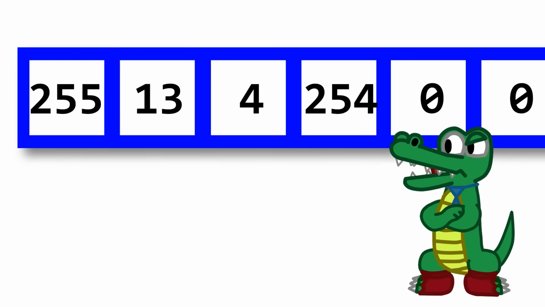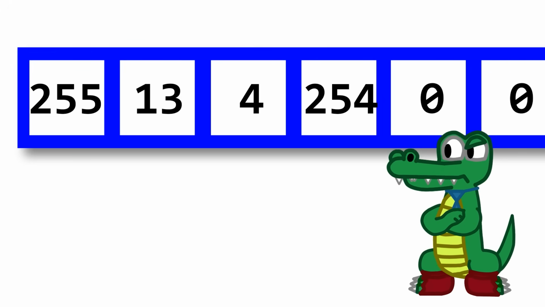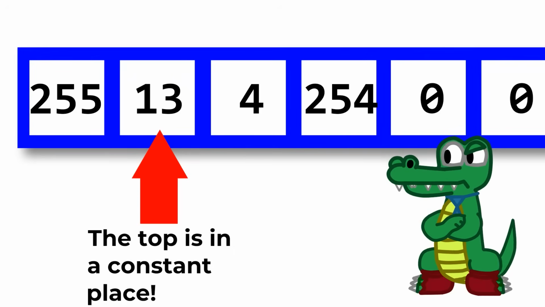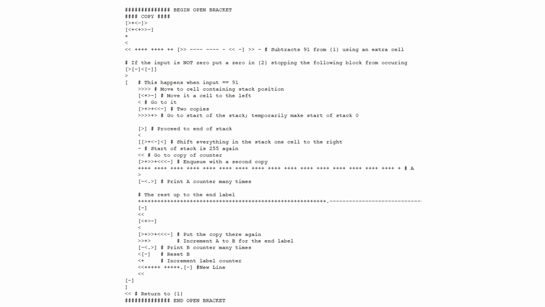Wait. Why not just remove from the end of the stack and add to the end? What's with all the shifting? Because the shifting means that the top is in a constant place, Carl. But yeah, now we have a stack, and every time the opening bracket is called, we place a counter on the stack and increment the counter. We then print a label using the counter.